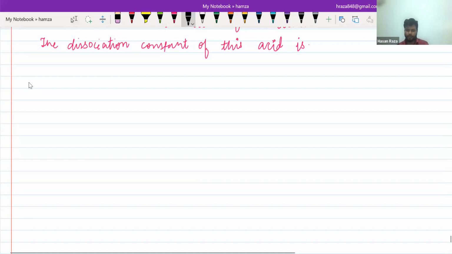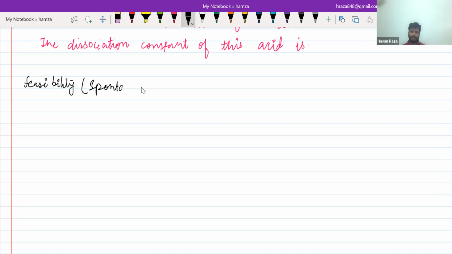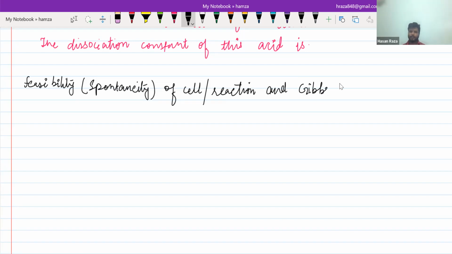Let's start. Right, topic: feasibility. That means basically the spontaneity, feasibility or spontaneity of a cell or reaction, and Gibbs free energy.